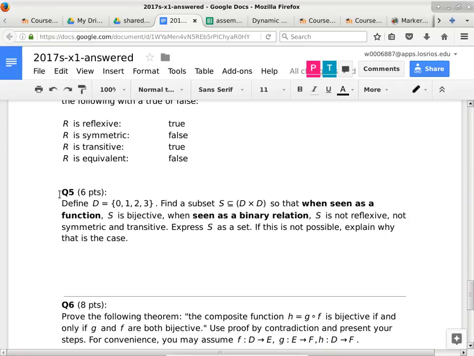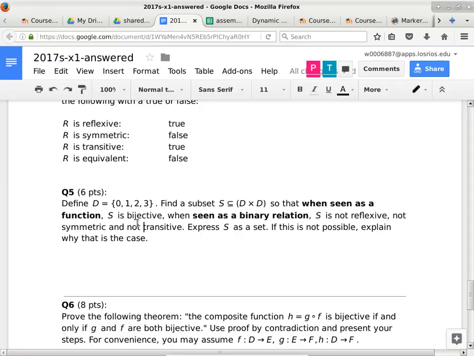So question number 5 has the domain defined as D is 0, 1, 2, 3. I want you to find a subset of D cross D, the Cartesian product of D and D, so that when seen as a function, S is bijective. When seen as a binary relation, S is not reflexive, not symmetric, and I forgot a not here, but in class I did write on the whiteboard that there's a not in front of the transitive. And express S as a set. If this is not possible, explain why that is the case.